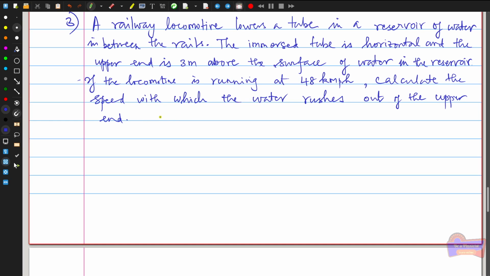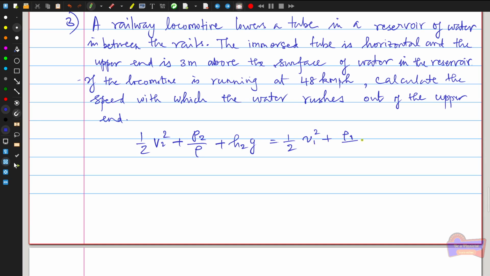Here we can assume that the lower end is at a height of h meters below the water surface. Therefore, the total energy at the upper end of the tube is equal to the total energy at the lower end. According to Bernoulli's principle, I can write the equation: half V2 squared plus P2 divided by rho plus H2 into g, equal to half into V1 squared plus P1 divided by rho plus H1 into g.